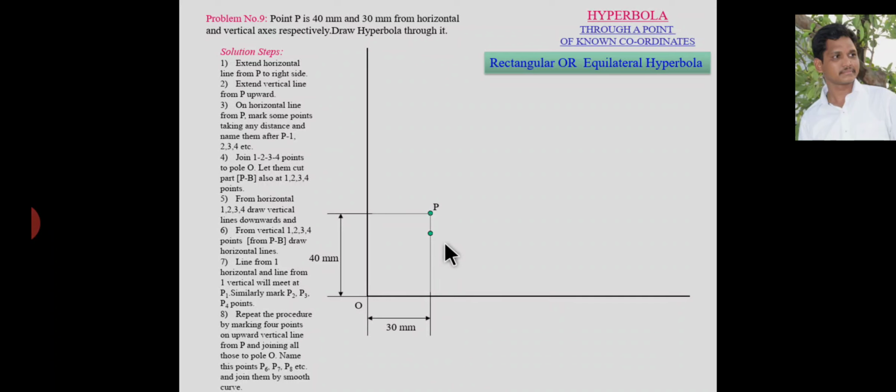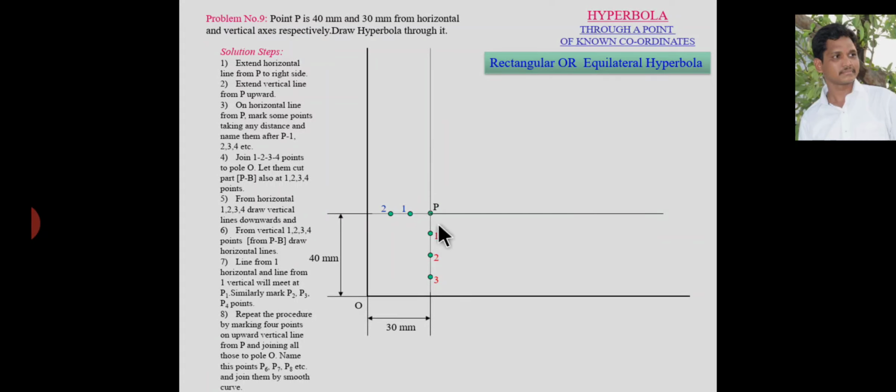Then you have to divide this vertical line into some equal parts. Here I divided this vertical line into 4 equal parts. Now divide this horizontal line into some equal parts. I divided this horizontal line into 3 equal parts like this. Now extend this horizontal line like this, and extend this vertical line like this.